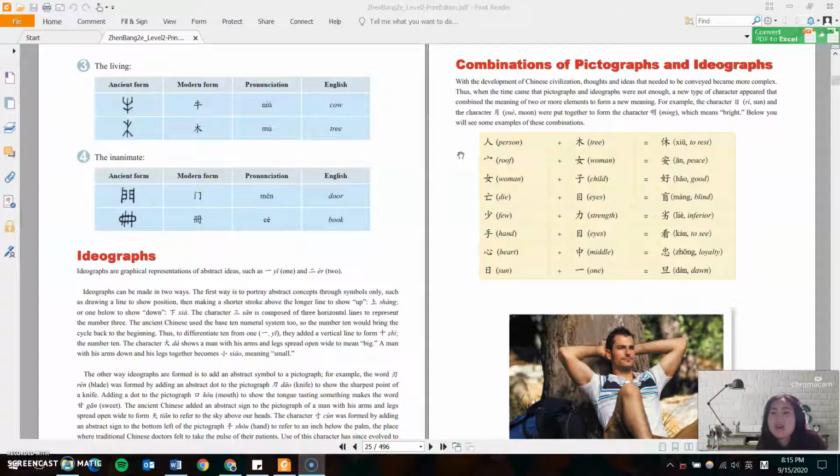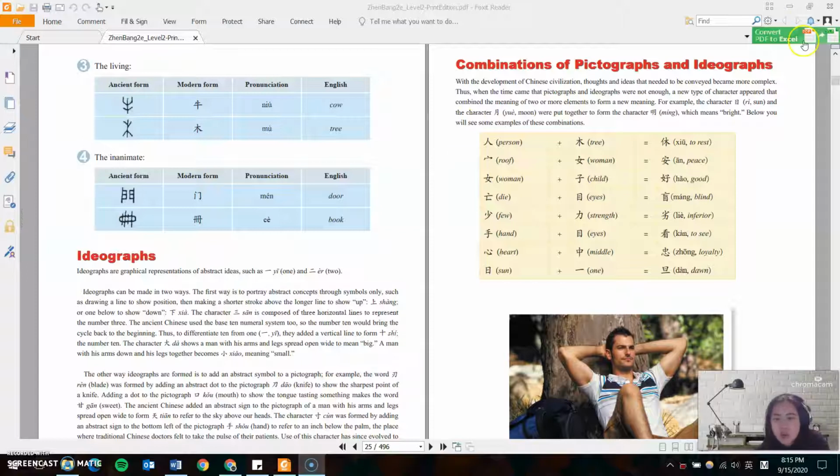For example, the character 日 and the character 月, sun and moon, were put together to form the character 明, which means bright, or as you know, 明天, tomorrow, right? Because tomorrow is after a sun and a moon has passed by. So here are some examples of these combinations.